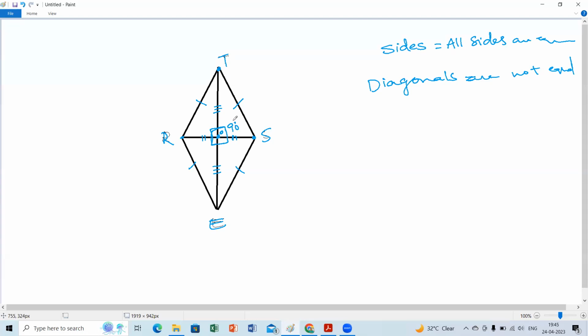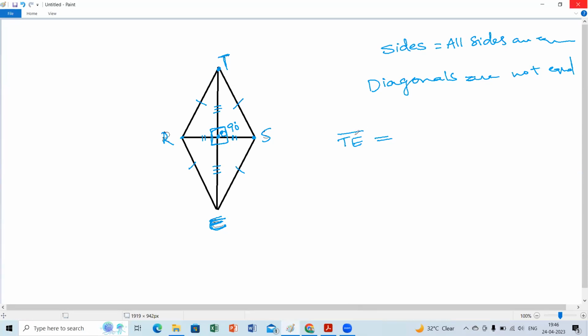Any doubt here? Ma'am, the question is, the diagonal TE is equal to 16 centimeters. Diagonals are unequal here, they are not equal. What's your doubt, Ashwath? I'll tell the question again.